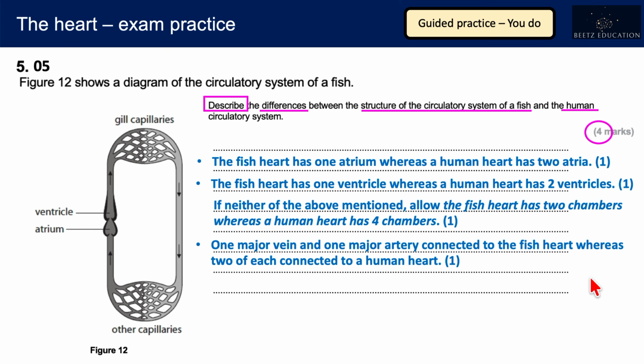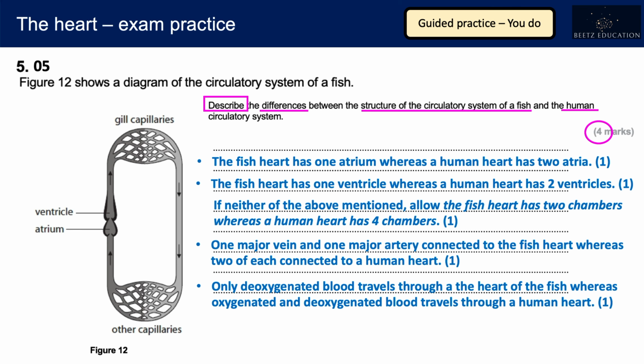There's only 1 major vein and 1 major artery connected to the fish heart, whereas obviously we know there are 2 in a human. So we could be up to a possible 3 marks in total so far here. Only deoxygenated blood travels through a fish heart. Okay, obviously the fish heart shown here, blood returning from the other capillaries of the fish body, but none obviously coming directly from the gills of the fish, equivalent to the human lungs. Whereas obviously the human heart is able to transport both oxygenated and deoxygenated, with it having a left and a right.